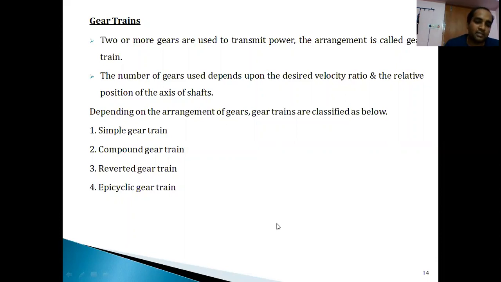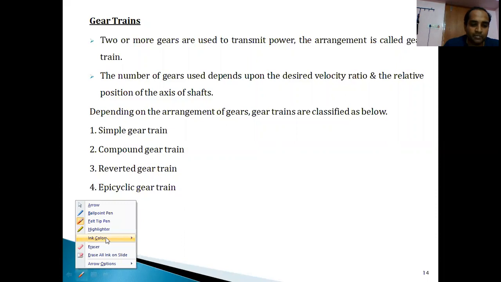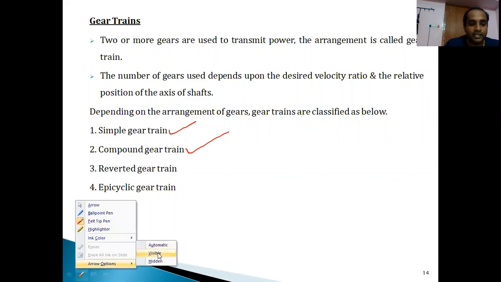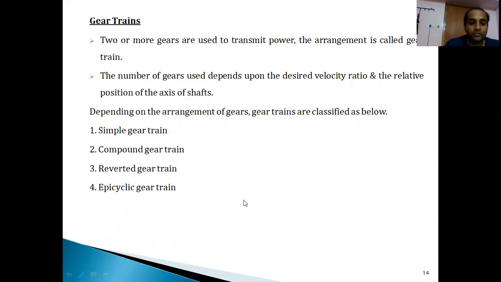Number one is the simple gear train. Number two comes the compound gear train, number three comes the reverted gear train, and the fourth one is the epicyclic gear train. For our syllabus, we need to discuss the simple gear train as well as the compound gear train. So let us see how we can find out the velocity ratio for a simple gear train as well as a compound gear train.